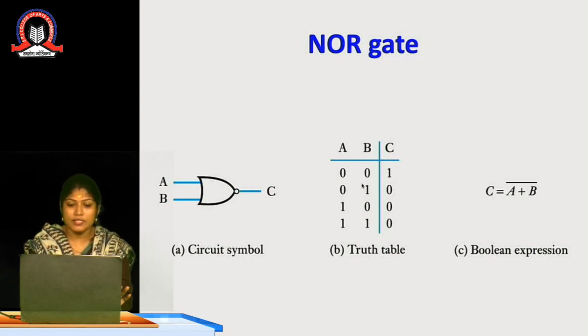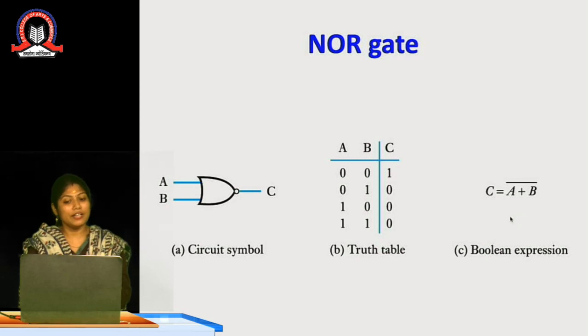Okay. Next is the truth table. 0 plus 0, 0. Inverse of 0 is 1. 0 plus 1, 1. Inverse of 1 is 0. 1 plus 0, 1. Inverse of 1 is 0. 1 plus 1, 1. Reverse of that, 0. So we are just using OR and we are inverting the bits. So this is your NOR gate truth table. This is your output of the NOR gate. Okay. Now the expression will be again similar, but we are inverting, so we are using A plus B bar.